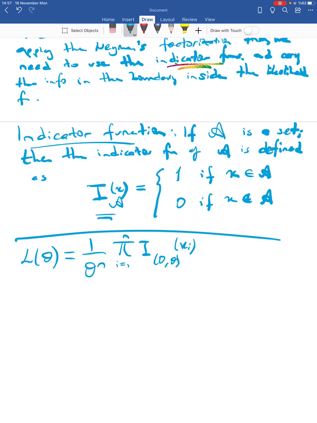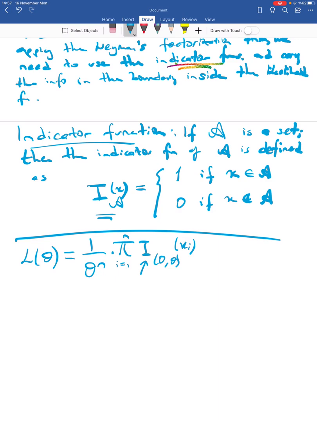Actually, we are not changing anything, just putting the range information into the likelihood function as this multiplication and using this indicator function. So it just takes value 1 or 0. If it is in this range, it will take value 1. If it is out of this range, it takes value 0. So let's try to write this function.